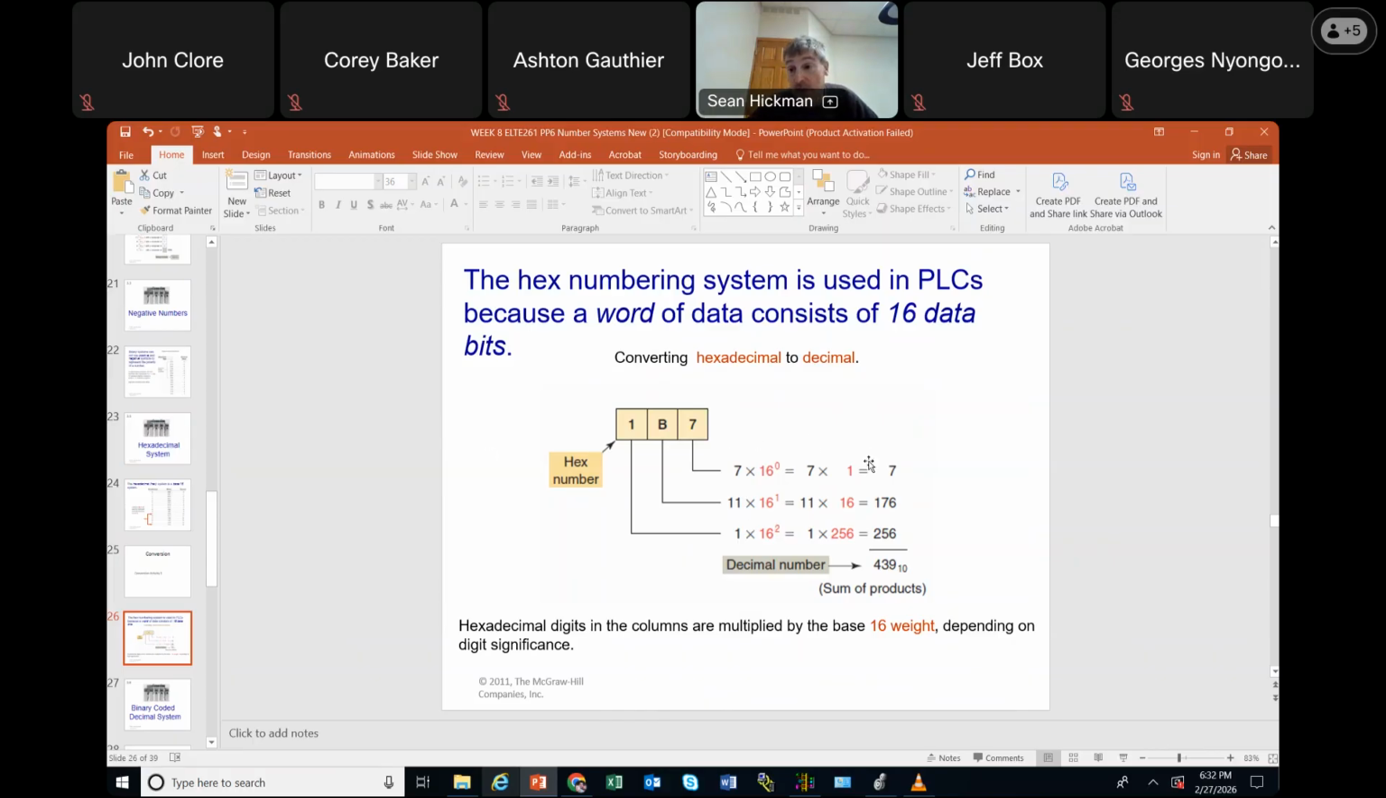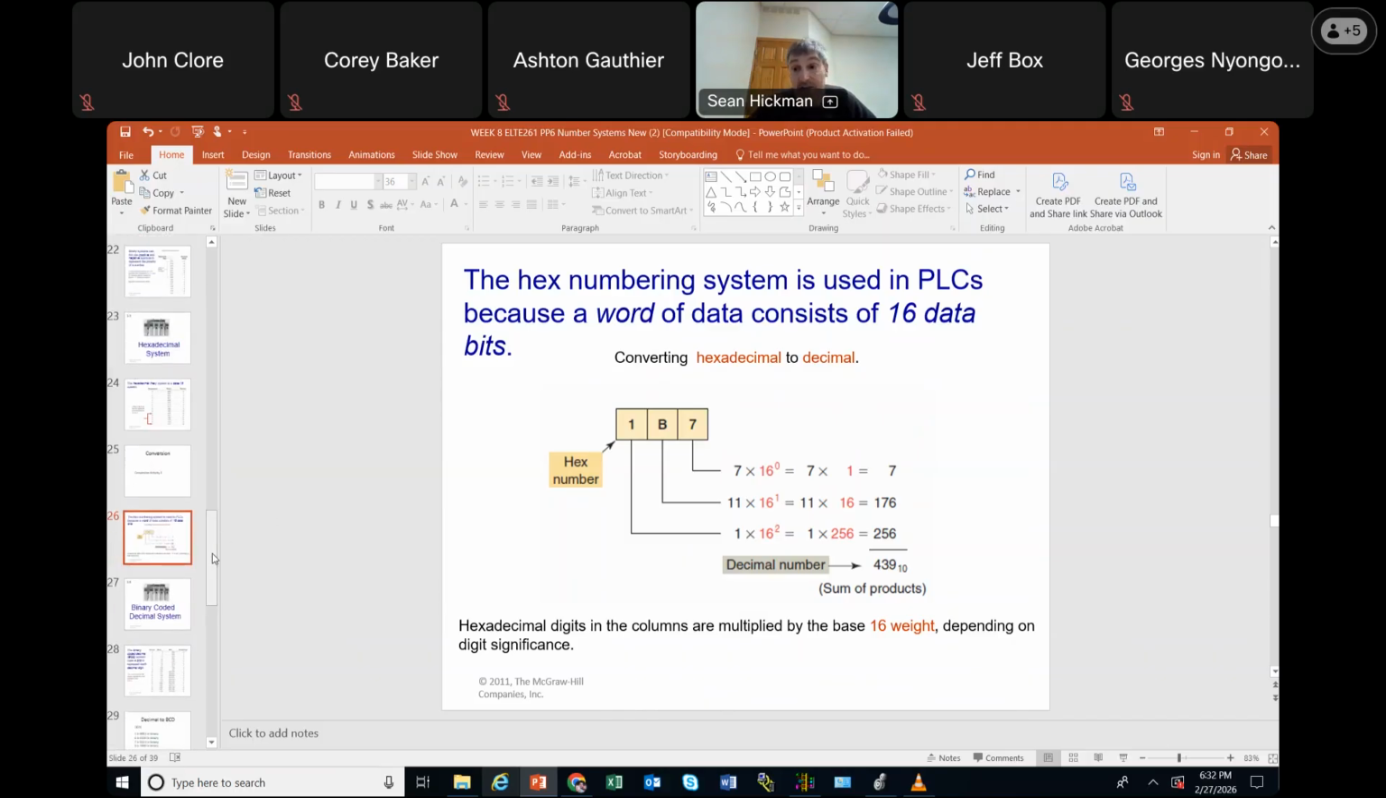Yeah, it makes some sense. Take a look at the stuff in the book. It kind of just lays out why you would want to use hexadecimal. But remember, these number systems are just how many numbers you're working with.